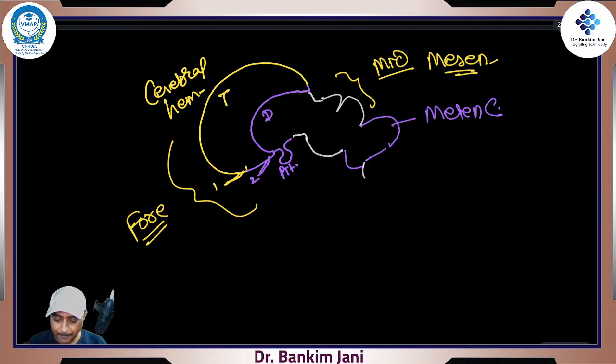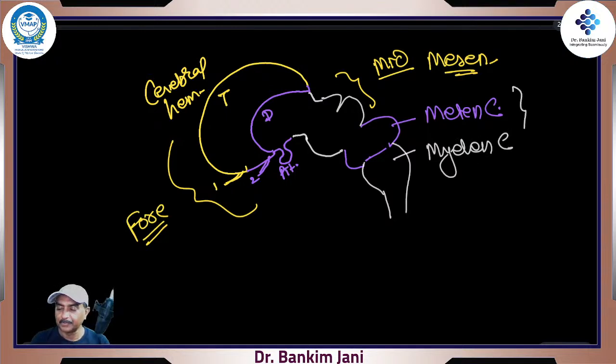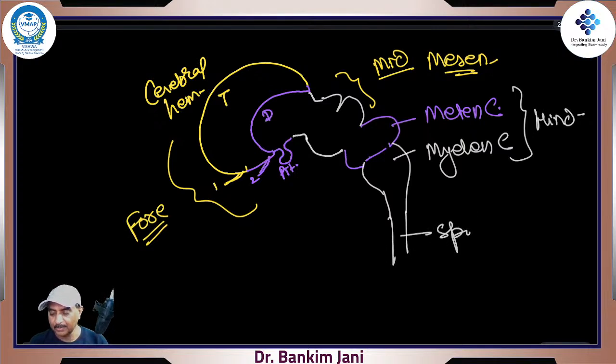After that, it goes down. So this is the medulla oblongata, and that is the myelencephalon. Collectively, it is the hindbrain. And then it continues as the spinal cord.